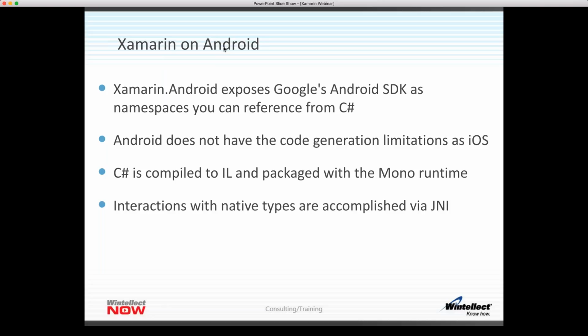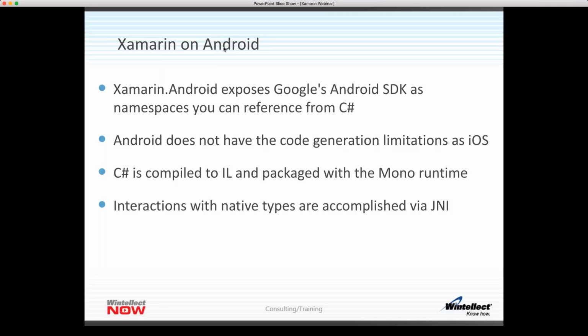Now, the good thing about Android is we don't have the same code limitations or code generation limitations that we do on iOS. So our C#, when we compile and build in Visual Studio, will get turned into IL, and it'll be packaged with the mono runtime, and it'll run on an Android device very similarly to how .NET applications typically run on Windows, for example. Okay, but it's obviously using the runtime that can run on Android devices, and it can handle the interaction with native types and things via the Java native interface there. So we can still write everything in C#.